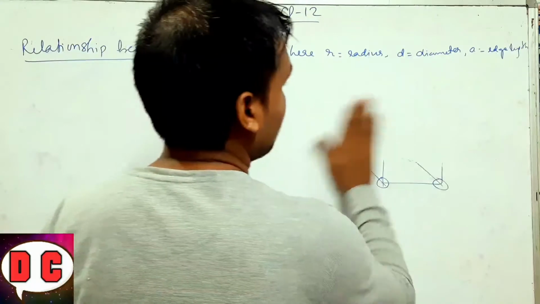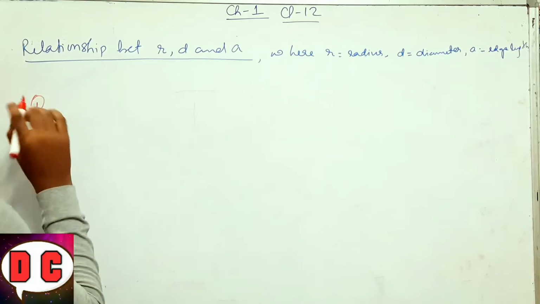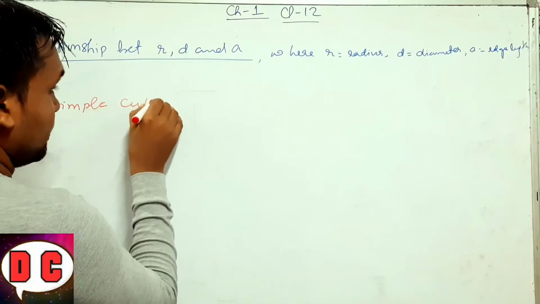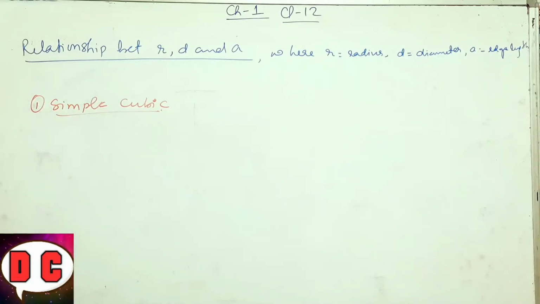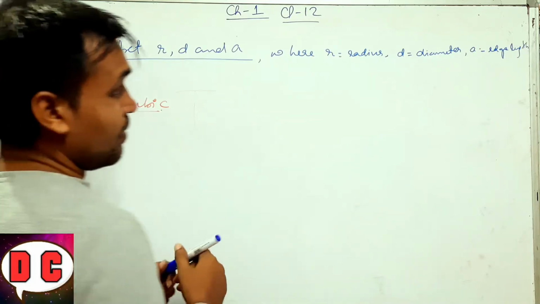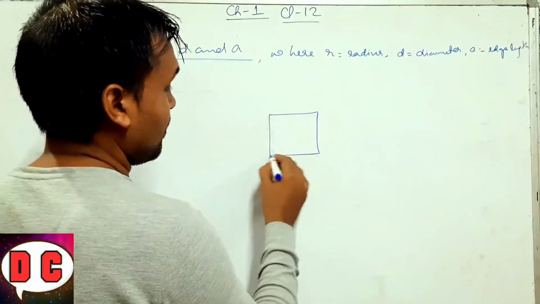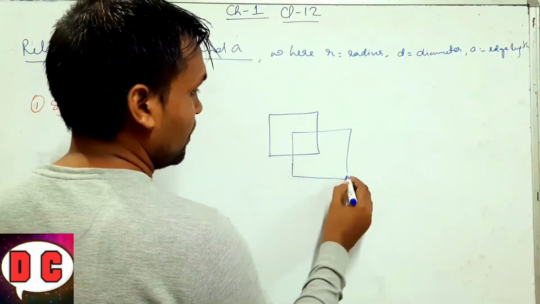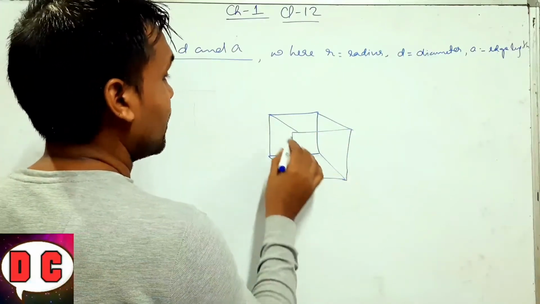So first we will discuss for what? For simple unit cell. The first type of unit cell is what? Simple cubic. We call it primitive unit cell or simple cubic unit cell. So for simple cubic we are going to discuss. As I have told you, in the simple unit cell the constituent particles are present only at the corners.